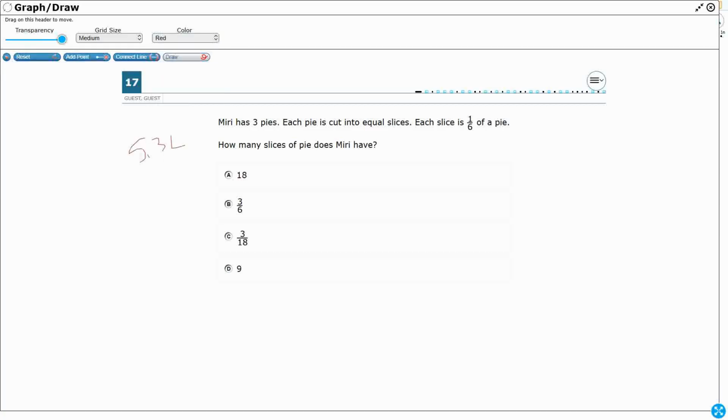And we've got Mary here with 3 pies. So I'm just going to draw 3 pies. If it says we got 3 pies, I can make 3 circular pies. Each pie is cut into equal slices. We got fractions. Each slice is 1/6. All right, so the easiest way to make a 6 is to cut each one in half. Then what you do is you kind of make a fat X.